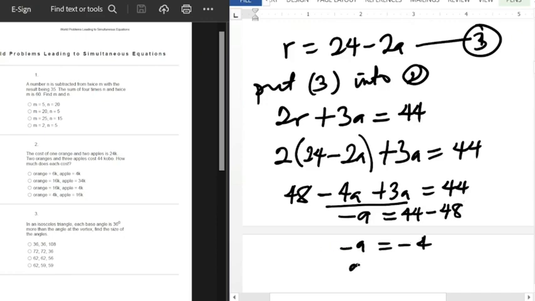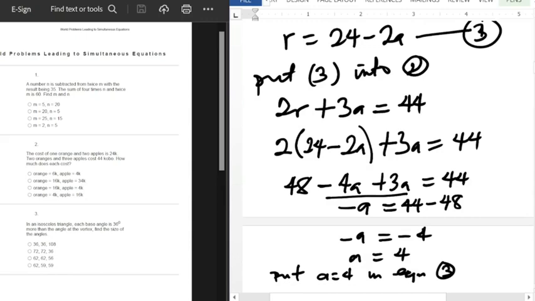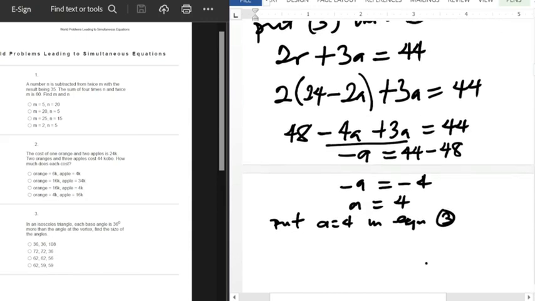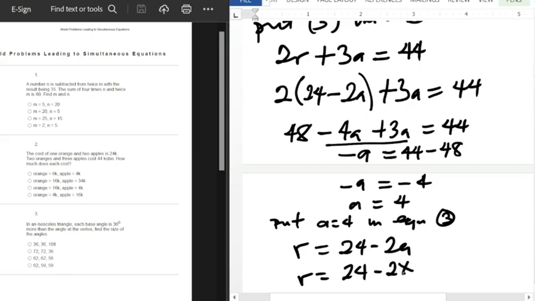So that means minus A equals to what? Minus 4. Therefore, A equals to what? 4. So minus will cancel minus. Since we've known the value of A, we can then put the value of A in equation 3. So we put A equals to 4 in equation 3, and our equation 3 is R equals to 24 minus 2A. So that means R equals to 24 minus 2 times 4.